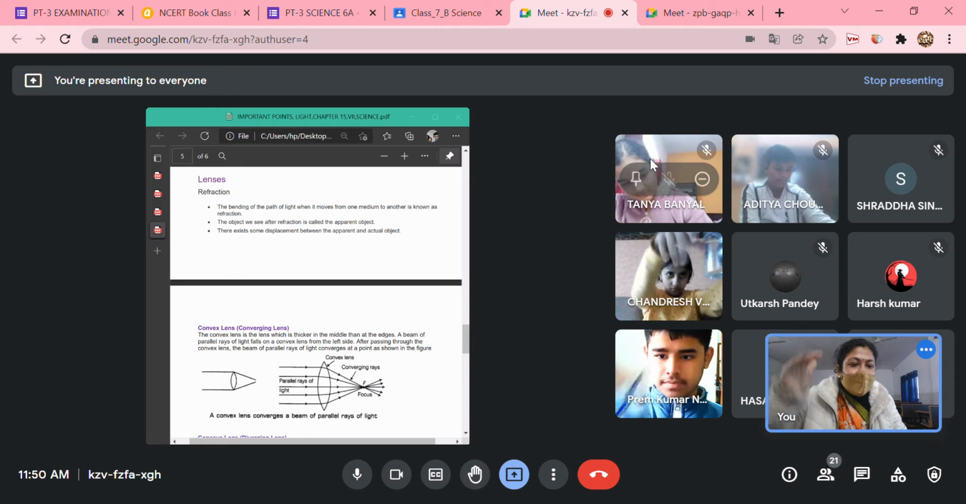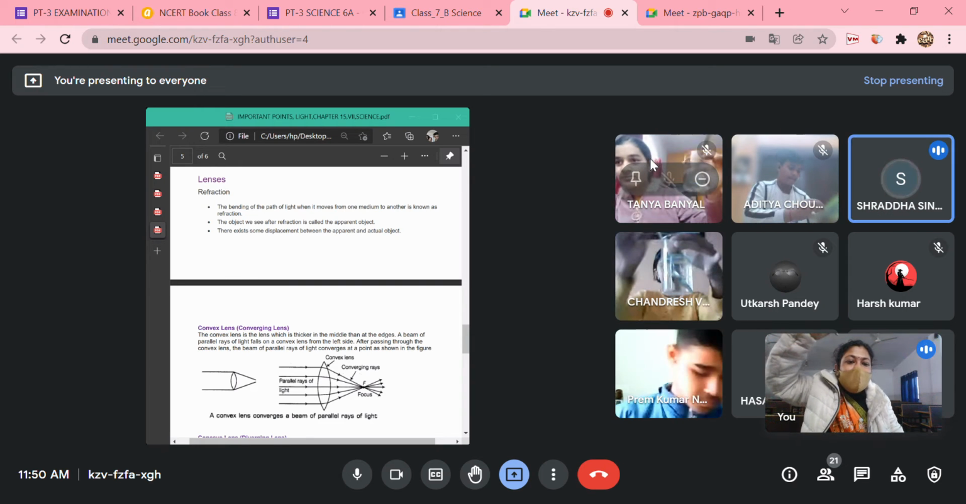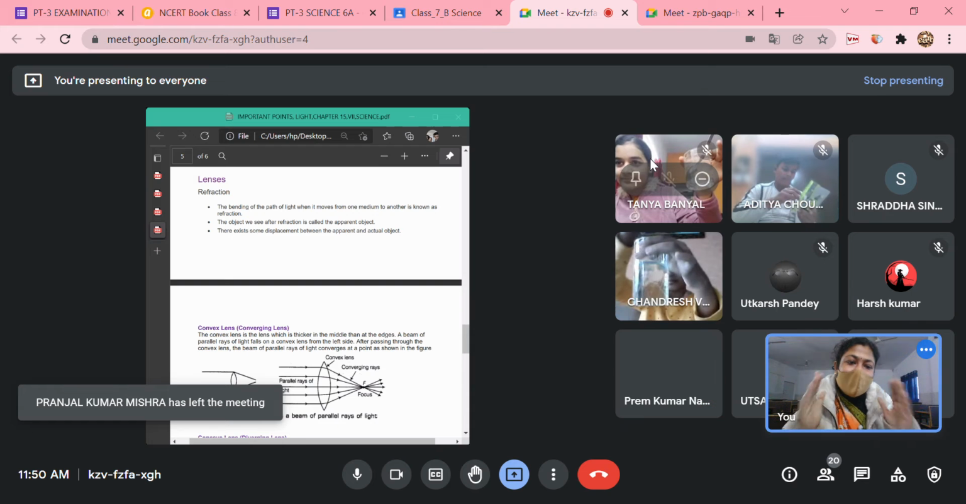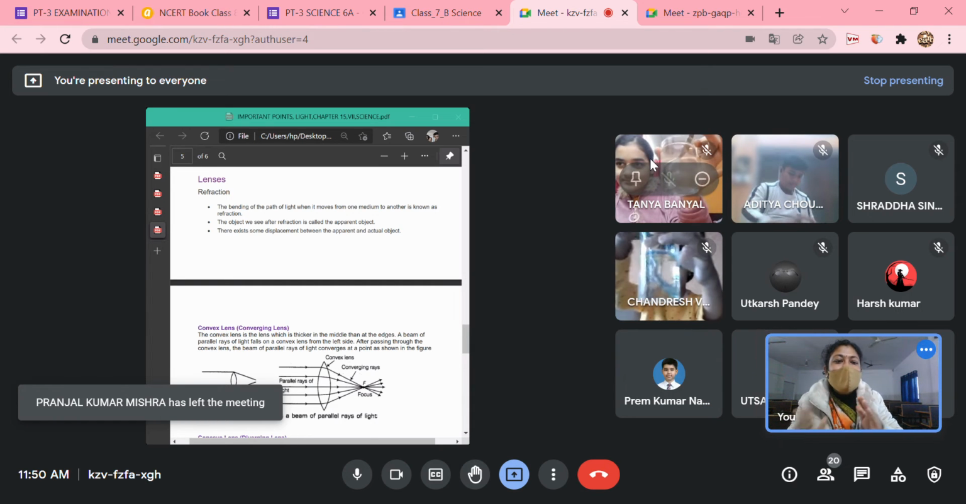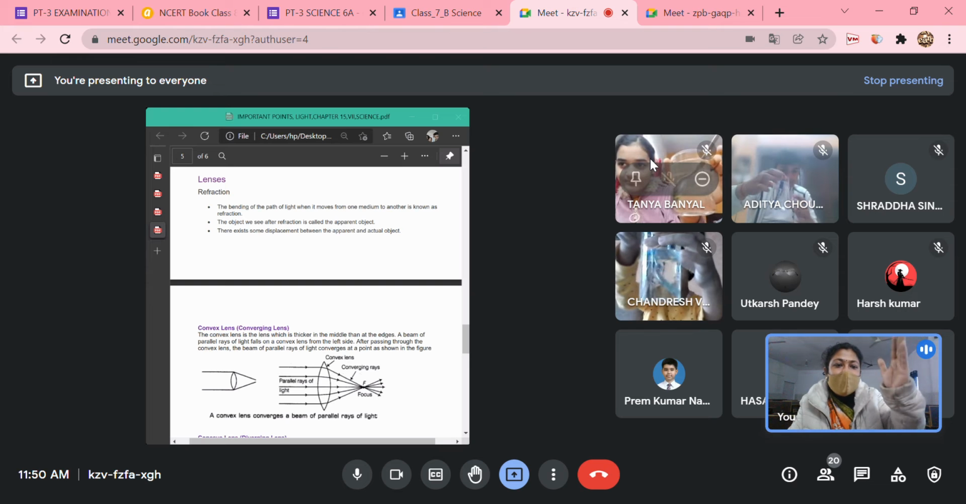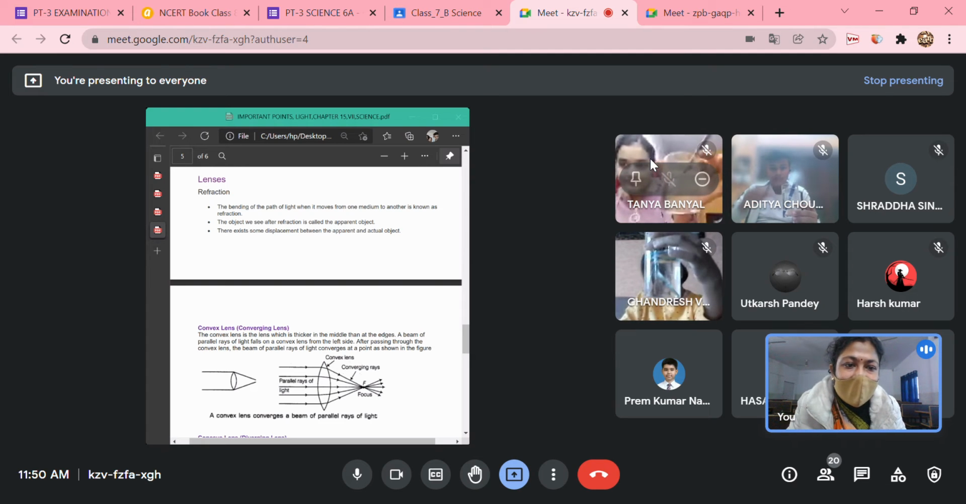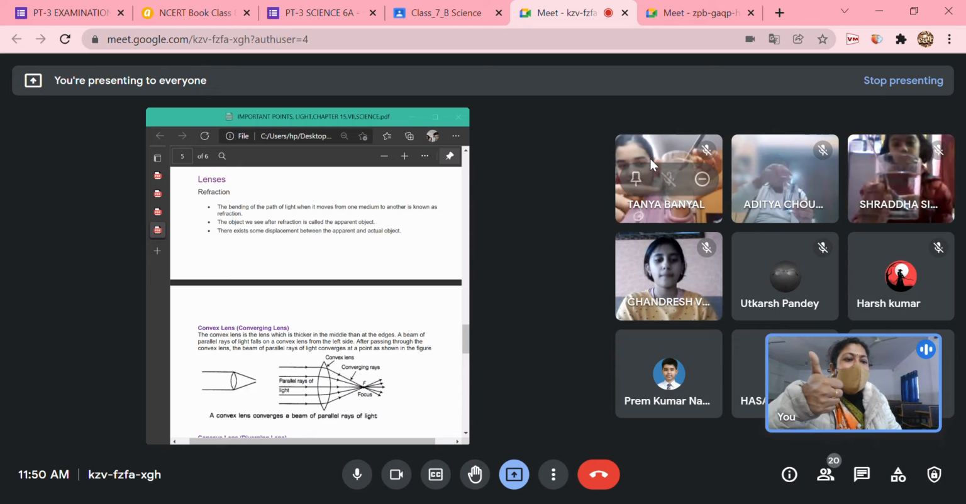Have you got that? Whenever light is falling on the pencil, and after reflection it is coming from the water to the air, at that time there is the bending. Can you see, Tanya? Can you see the bending of the spoon? So all of you can see.